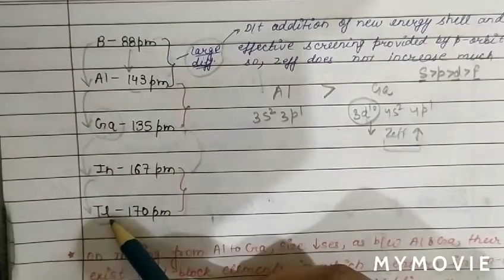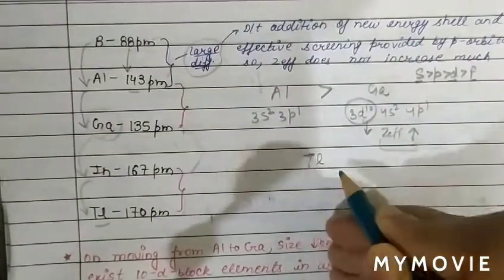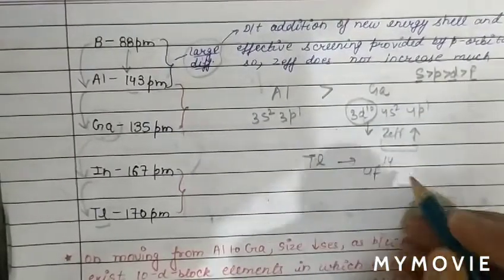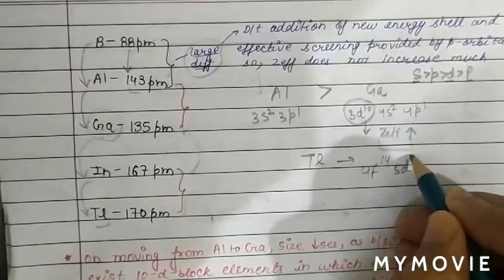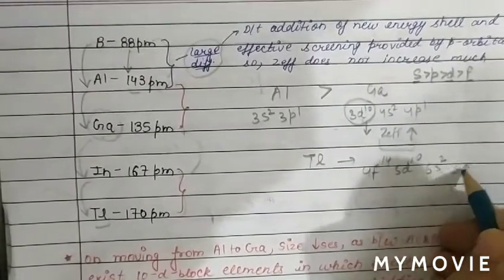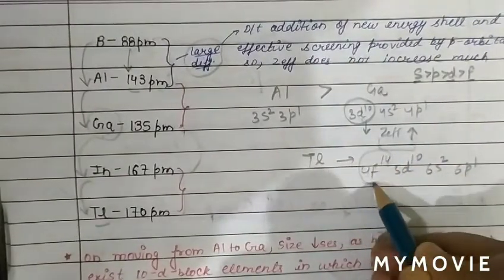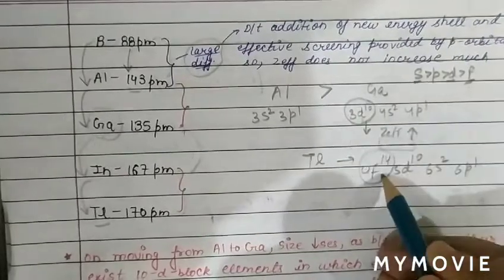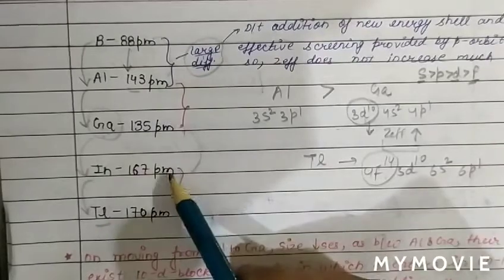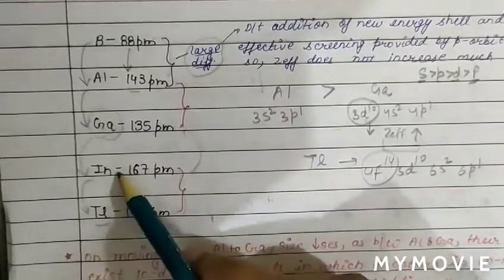Why? Because in thallium, we know the electronic configuration is 14 electrons in the 4f orbital, 10 electrons in the d orbital, and then 6s2 6p1. So basically we know the f orbital has poor shielding effect, due to which effective nuclear charge increases. Therefore there is only a small change in the atomic size when we move from indium to thallium.